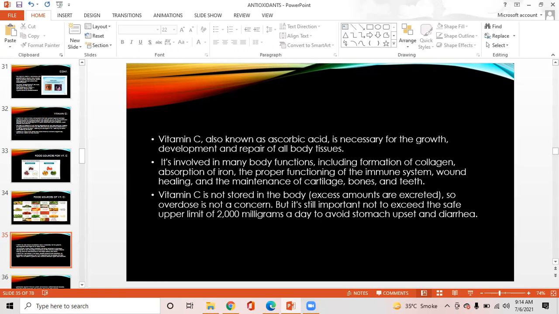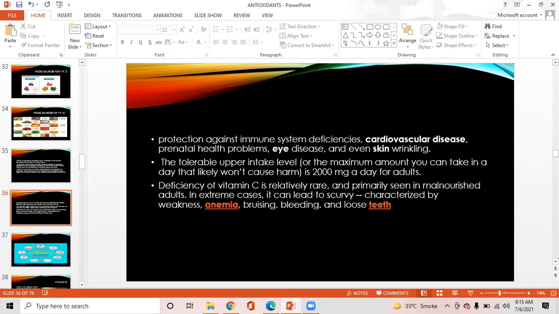Vitamin C is not stored in the body, and excess amounts are excreted, so overdose is not a concern. But it is still important not to exceed the safe upper limit of 2000 milligrams a day to avoid stomach upset and diarrhea. It provides protection against immune system deficiencies, cardiovascular diseases, prenatal health problems, eye diseases, even skin wrinkling. The tolerable upper intake level, or the maximum amount you can take in a day that likely won't cause harm, is 2000 milligrams.